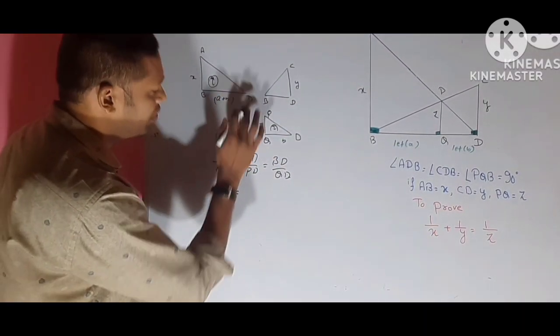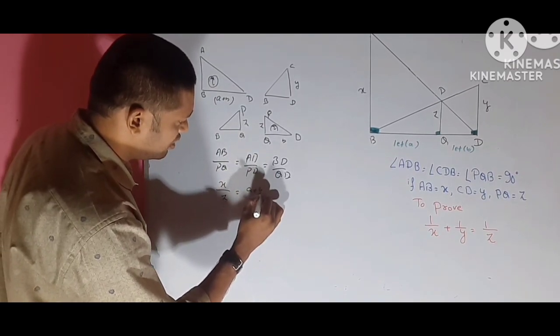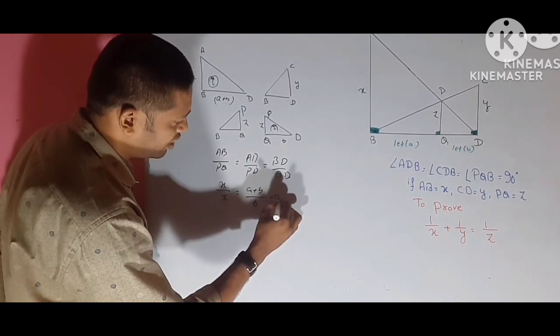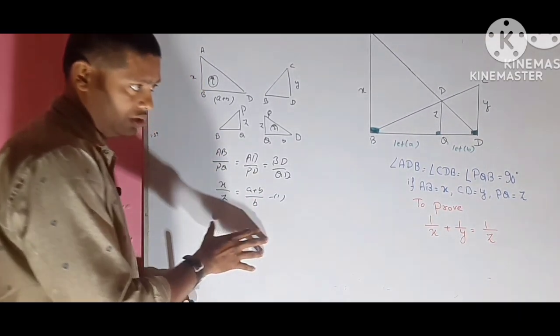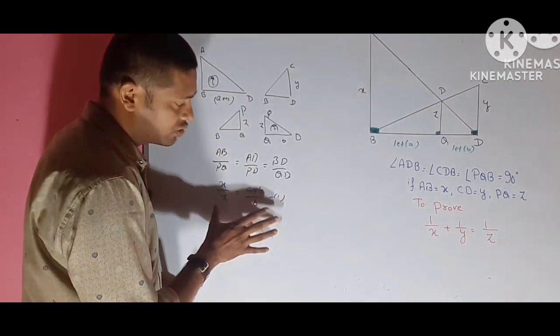So I will take BD. BD is there. A plus B by QD is how much? B. Equation number 1. For example, I am getting this one. I don't know what I have to do, but I am doing a rough calculation right over here, along with you. So I got this value.